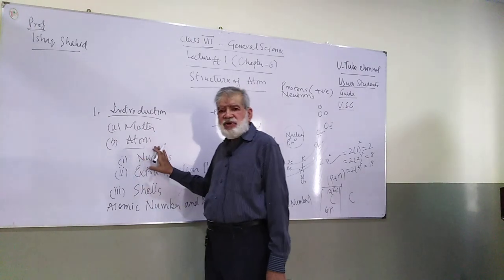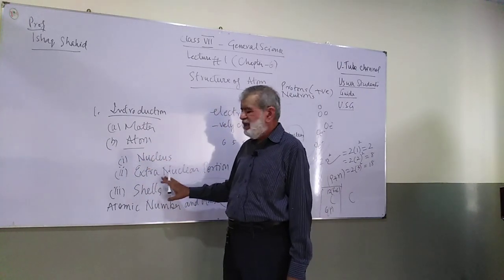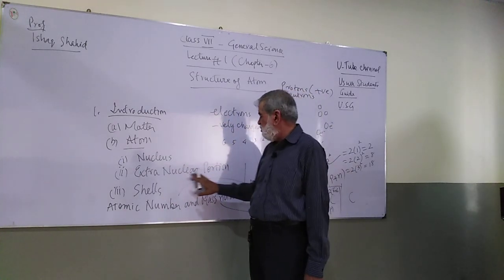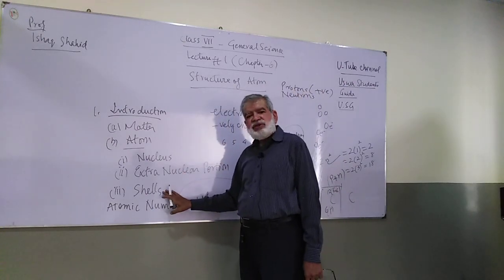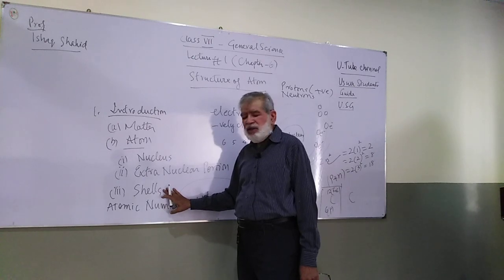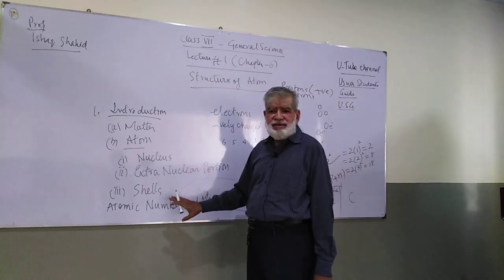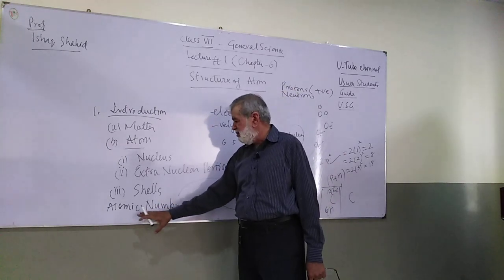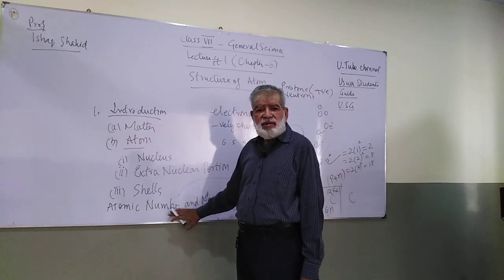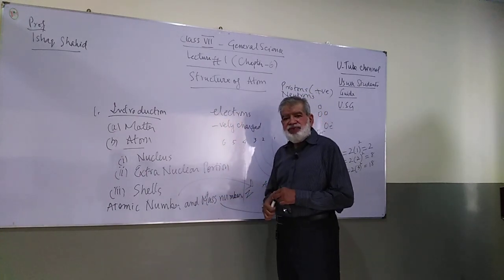All matter is composed of atoms. An atom is structurally composed of nucleus and extranuclear portion. In the nucleus are the proton and neutron, while in the extranuclear portion are the electrons. The shell is the orbit or path in which the electrons revolve around the nucleus. The number of protons in an atom is known as the atomic number, and the number of protons and neutrons is known as the mass number.